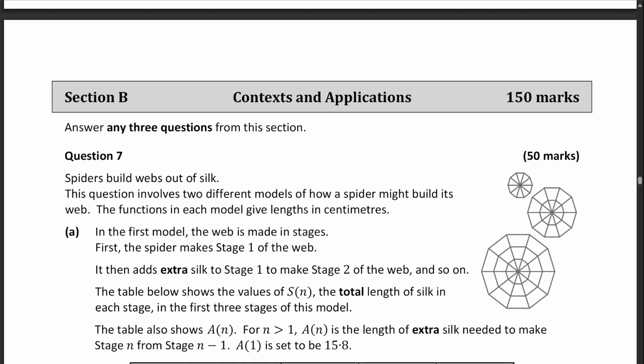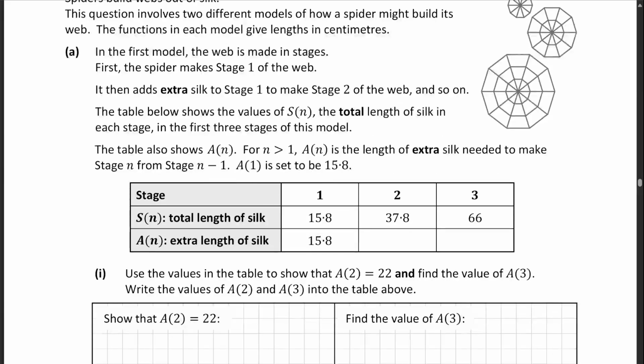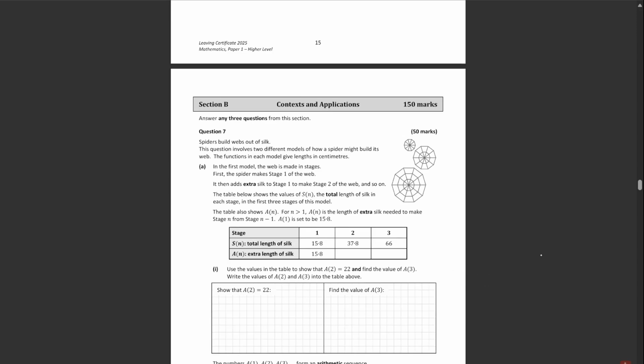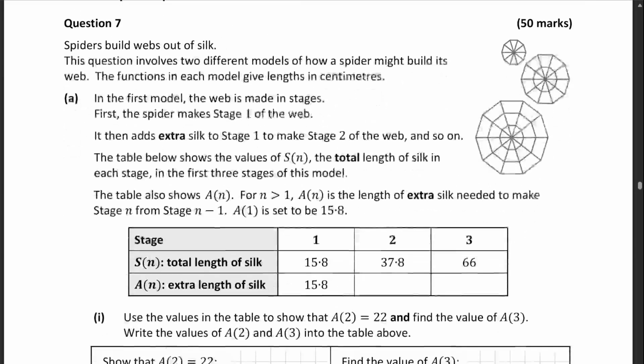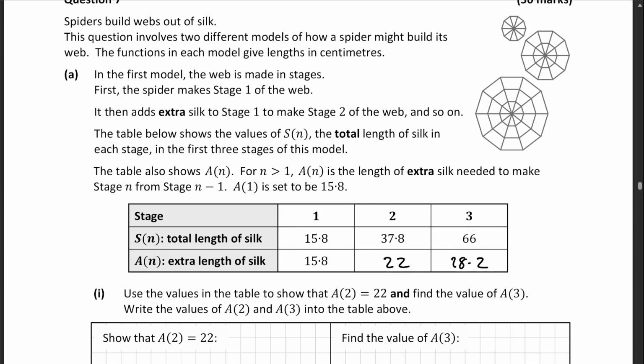Right, section B, spiderwebs, spiders build webs. So this question. Okay, so A is the extra length. So that's going to be 22, because the difference between these two is 22. So the difference between 66 and 37.8, that's 28.2.